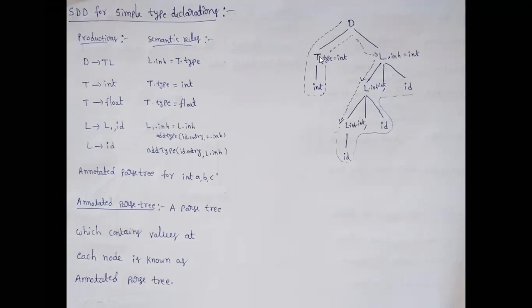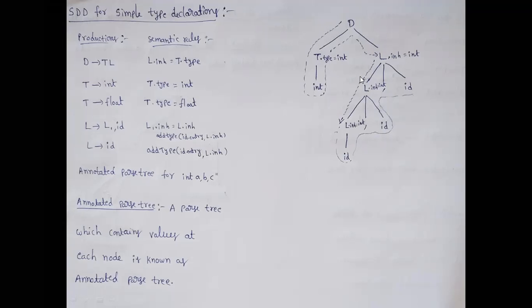Because D produces T L, where T dot type is equals to int and L is equals to sum. We are having the production, and here we have inherited attributes, so we are taking the values from parent node or sibling node. So we are considering this production. The semantic rule is L dot inherited is equals to T dot type. T dot type means here the sibling node is T, and T dot type is equals to int, then L dot inherited is equals to T dot type. Then what is the T dot type value? Int. So we are specifying the int.